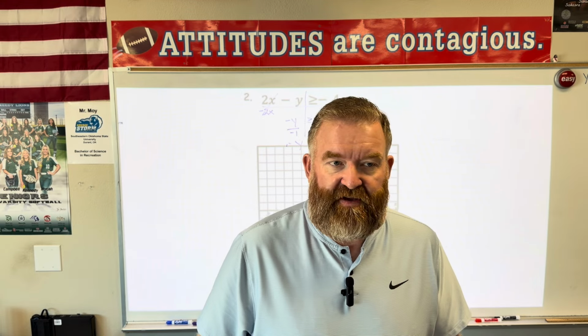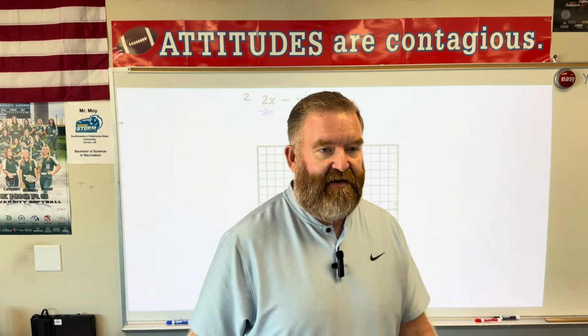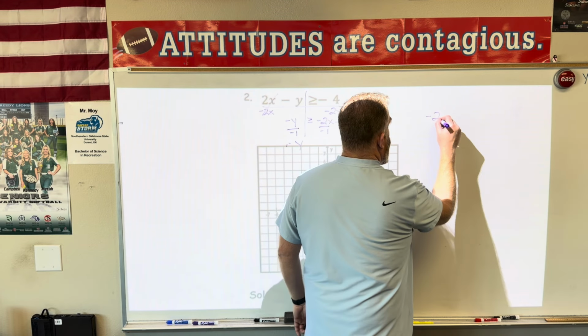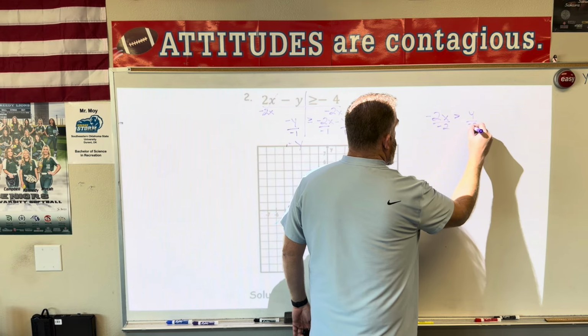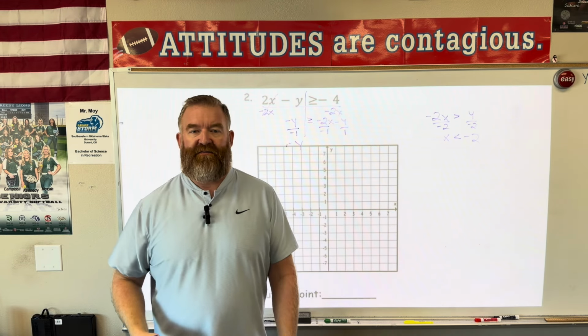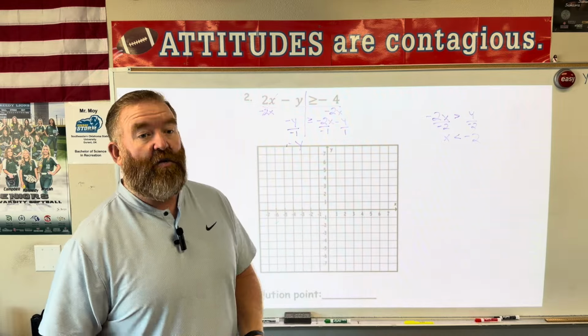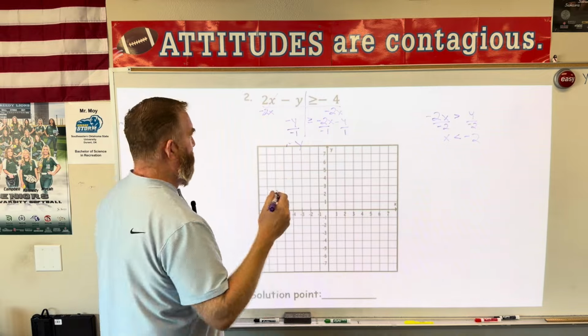What? You've got to flip the arrow. Remember that from earlier in the year? When you multiply or divide by a negative. We had this: negative 2x is greater than 4. And I told you, divide by negative 2, divide by negative 2. X is less than negative 2. You had to flip the arrow. When you multiply or divide by a negative, it doesn't matter if you have an inequality, you have to flip the arrow one way or the other. It is a 100% rule.